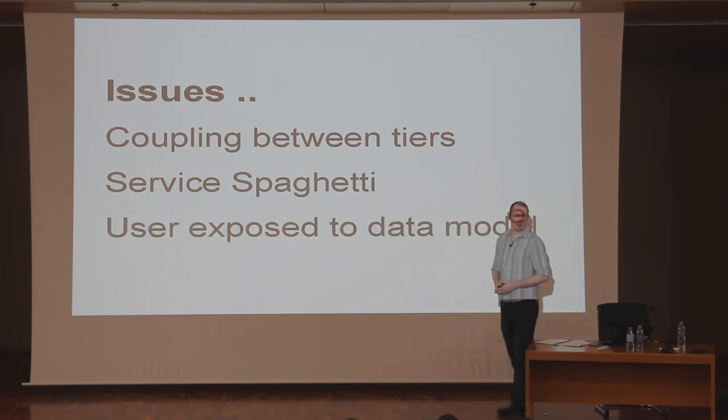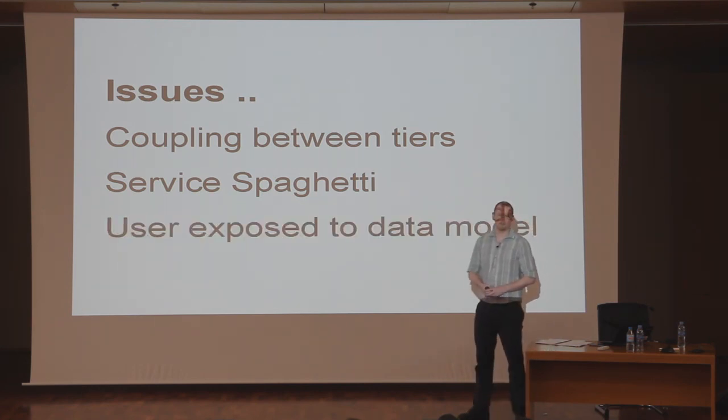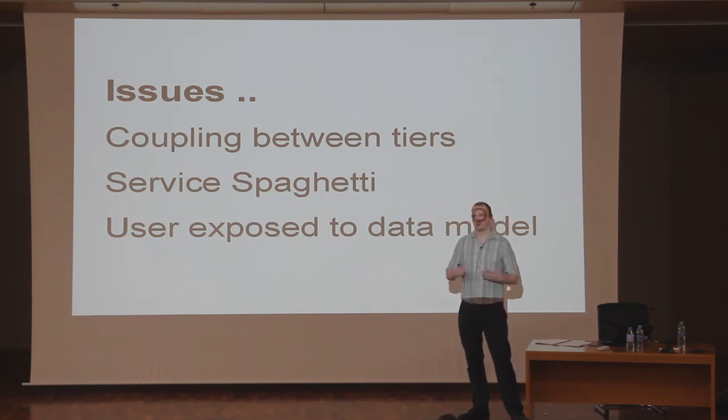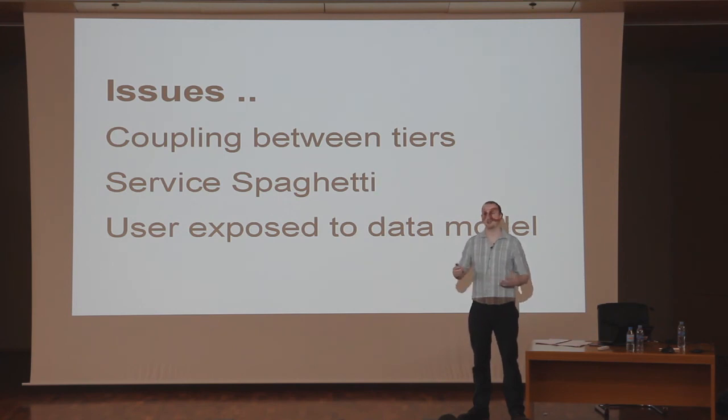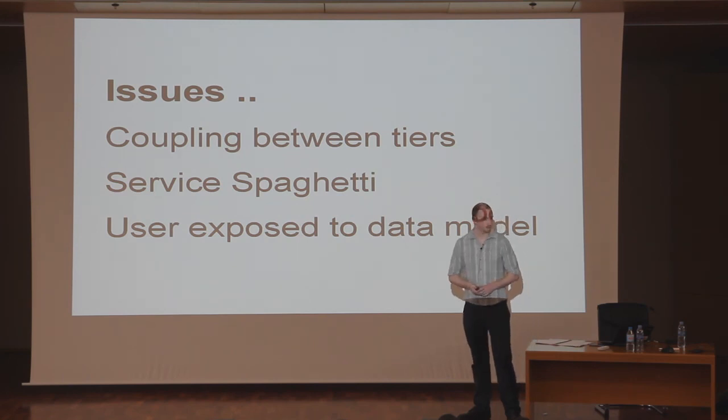Lastly, exposing your user to your data model. So if you ever show your user a database ID, you're doing this. By default in Grails, you will be doing this. It's exposing your user directly to what's in the database. You're using your persistence as your source of truth for your application. And that leads to problems.